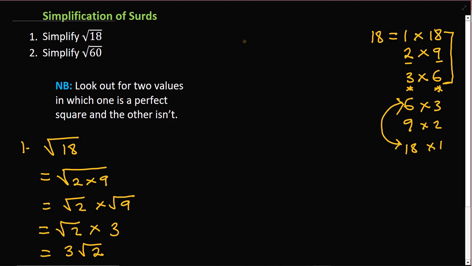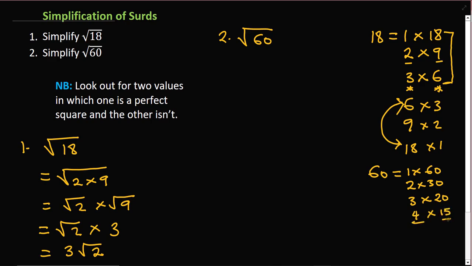That is root 60. So what are the factors of 60? We're looking for one being a perfect square, and the other does not necessarily have to be a perfect square. So let's do that here. 1 can divide 60. 60 divided by 2 is 30, right? And can 3 divide? Yeah, 3 multiplied by 20 gives us 60. And then 4 multiplied by 15 gives us 60. I like this one because this is a perfect square and this one isn't, and that's fine. It makes sense.